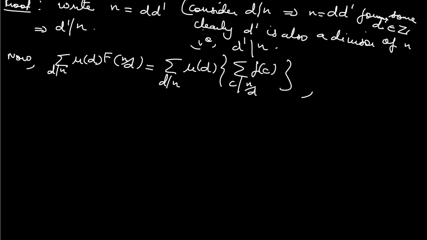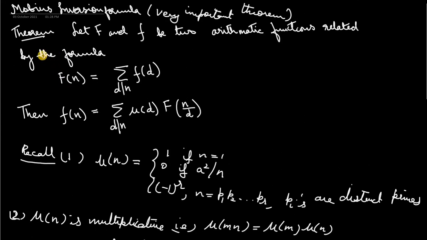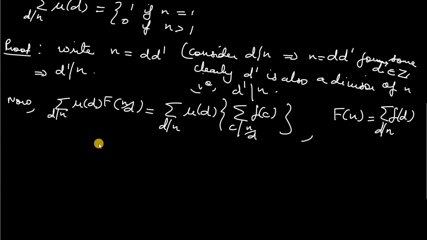Why? Because capital F of n is related by this formula, the summation of f of d, where d divides n, from the statement of the theorem. Let me go back to the statement. Capital F and small f are related by this relation. So this capital F of n by d, I'm going to express in the form of the summation of f. But here you have f of n, and here you have n by d. I'll just show you.